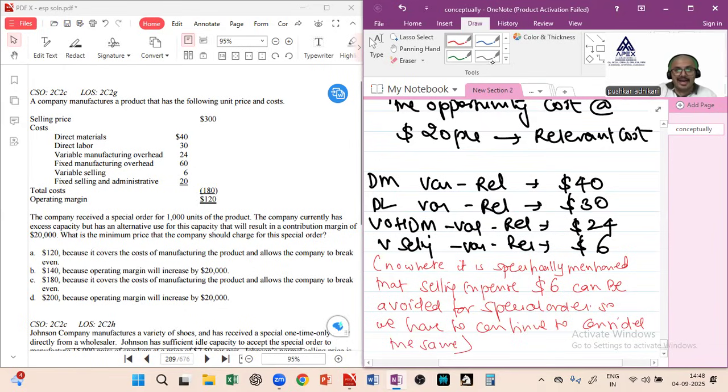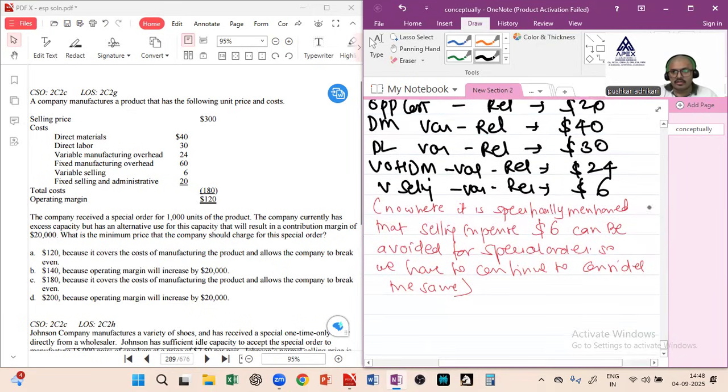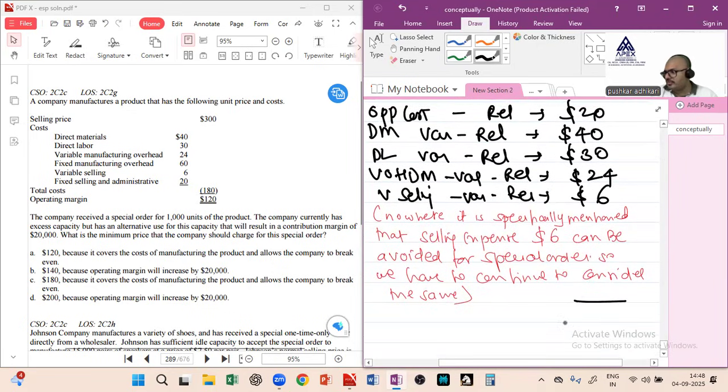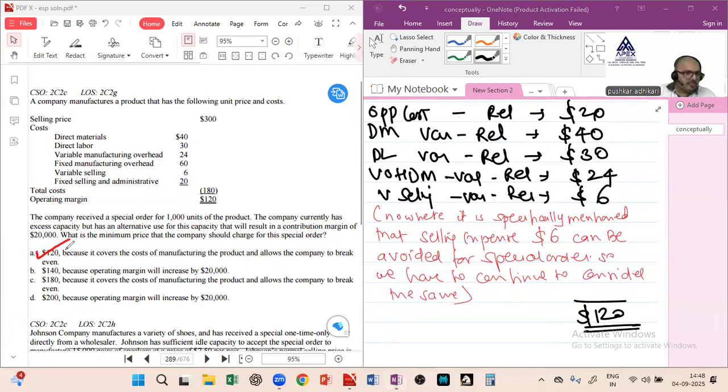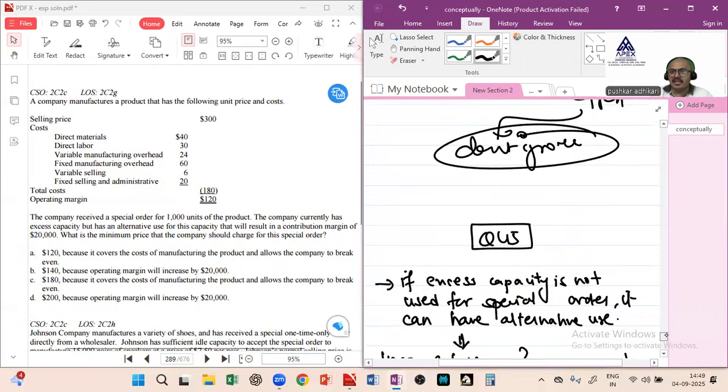Agreed or disagreed? And on top of all of these, there will be an opportunity cost which is relevant, of $20. So now please take a total of all of this. What is the total of all of this? The total comes to $120. So what is your answer? Option A. I hope you're able to understand what I'm trying to say. Agreed or disagreed? Please tell me that. 100%. So that's question number 45.